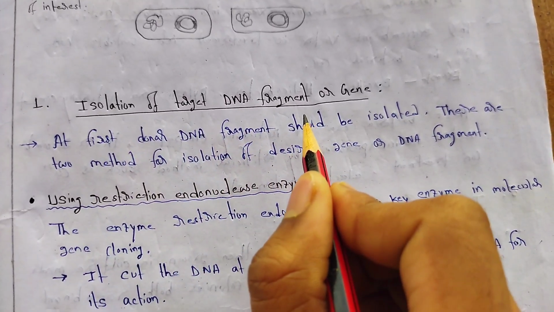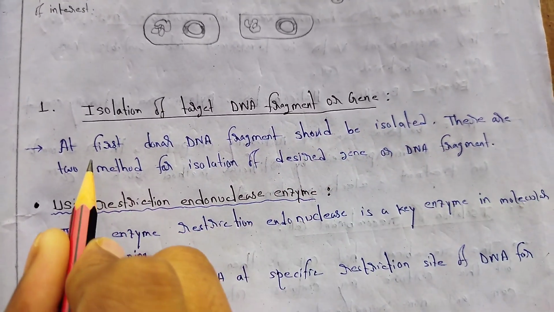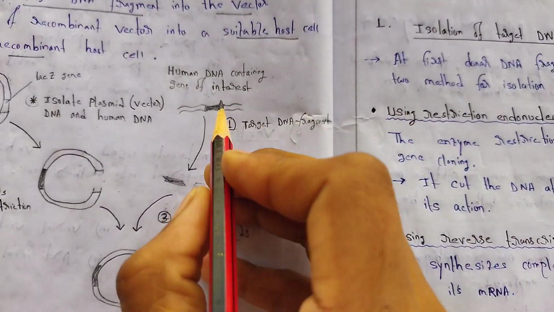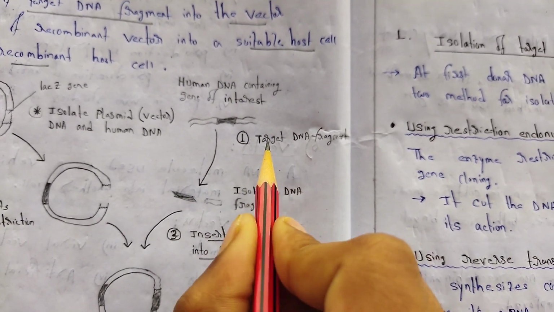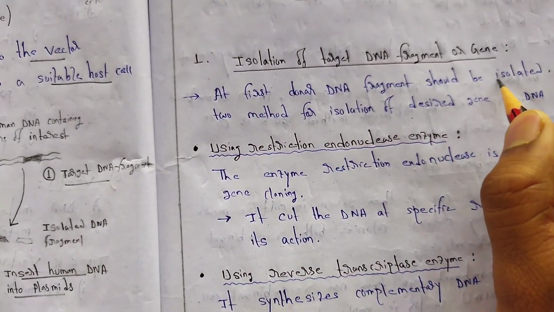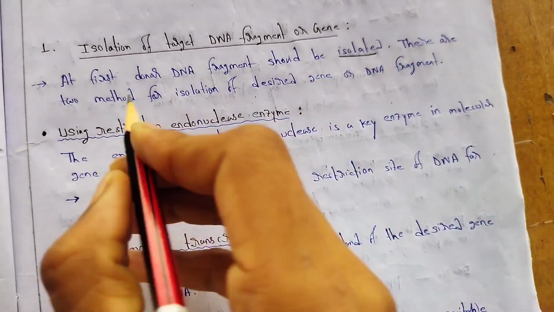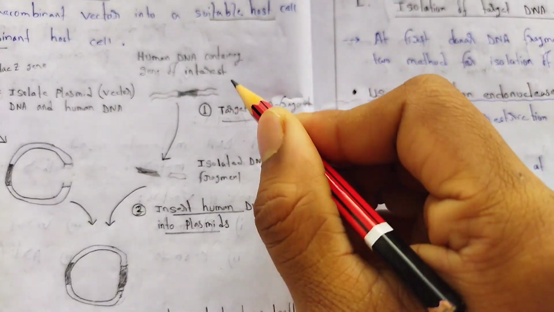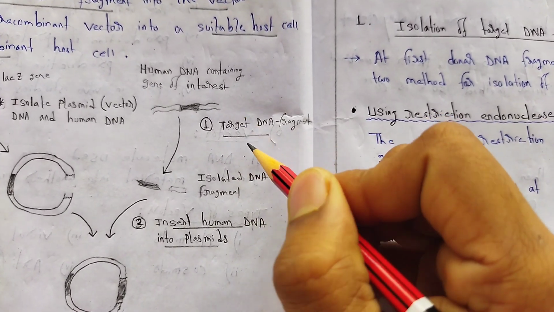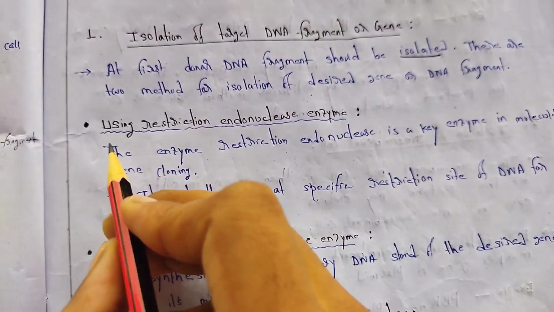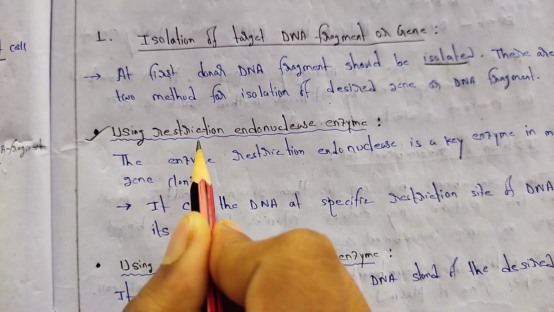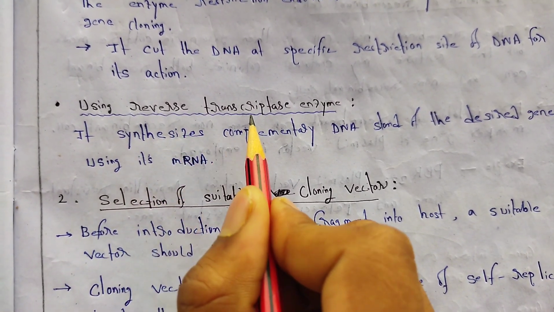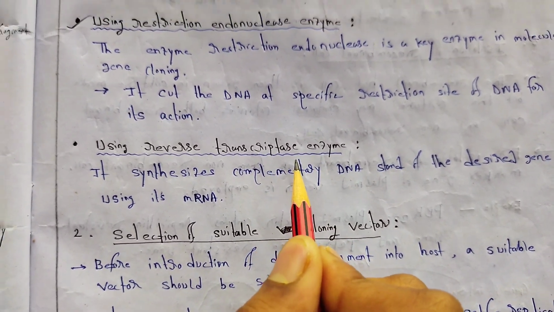Isolation of the target DNA fragment or the gene. At first, the donor DNA fragment should be isolated. What is the donor DNA fragment? This is the donor or target DNA fragment that we have to isolate. There are two methods for isolation of the desired gene or DNA fragment. The first is using the restriction endonuclease enzyme, and the second is using the reverse transcriptase enzyme.